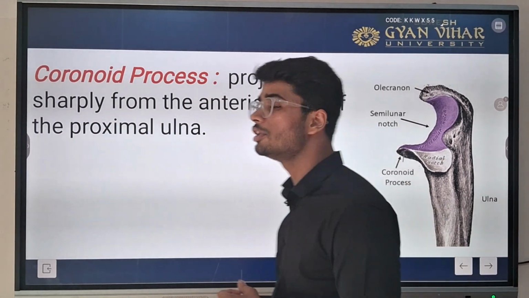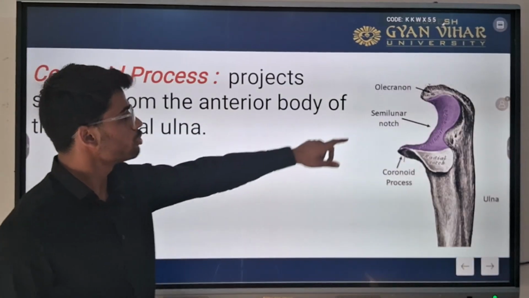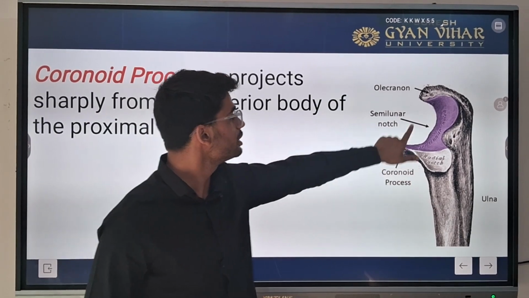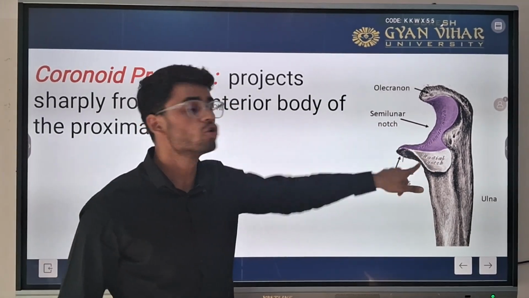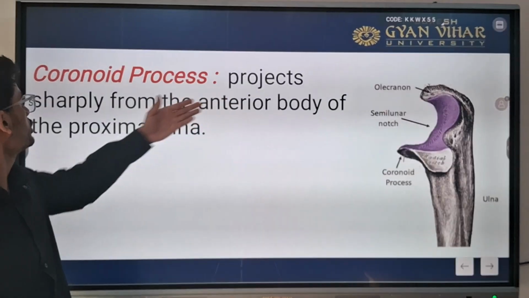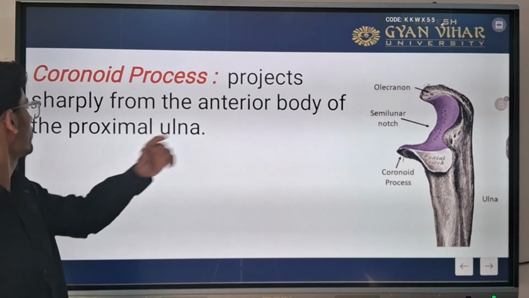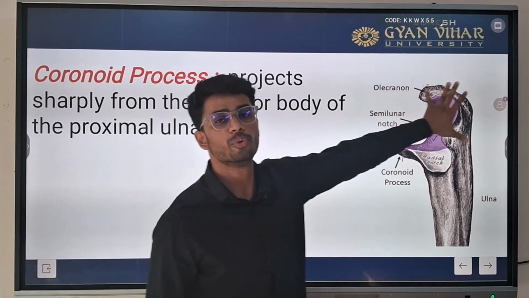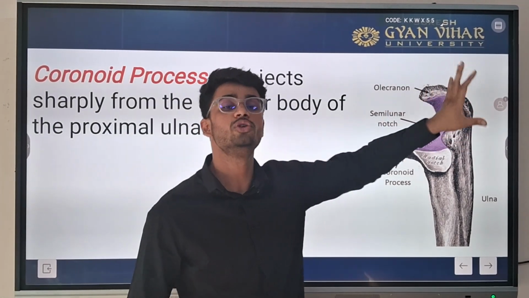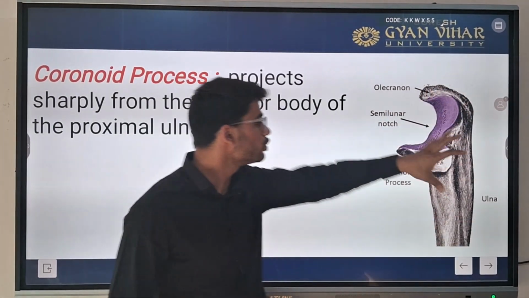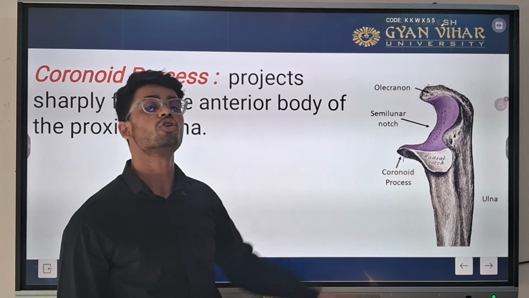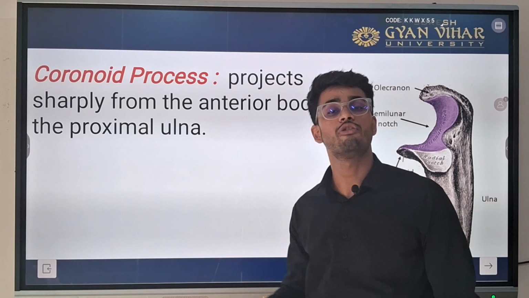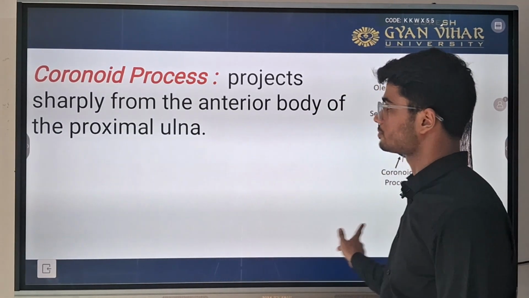Now the second thing is the coronoid process. This was the olecranon process. The anterior process which you can see after this notch is the coronoid process. It projects sharply from the anterior body of the proximal ulna. So this is the anterior body and this is the posterior body. On the posterior side you have the olecranon process and on the anterior side you have the coronoid process, and it will go into the coronoid fossa which was just above the trochlea.